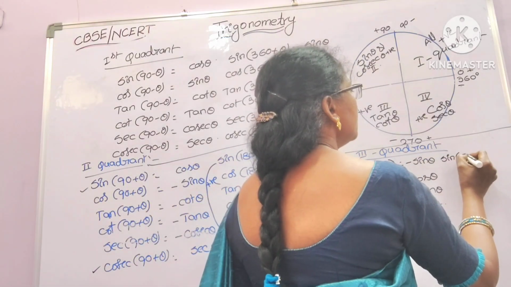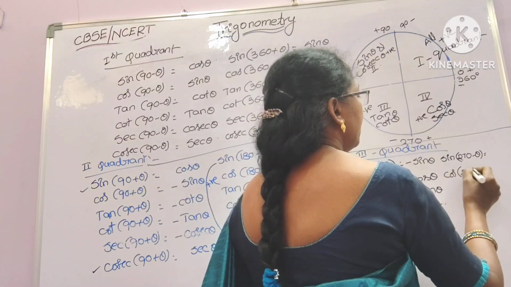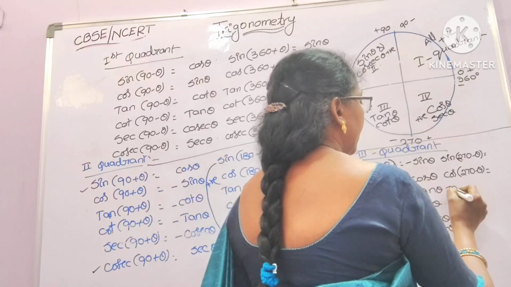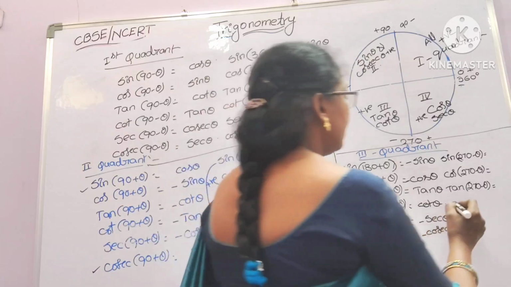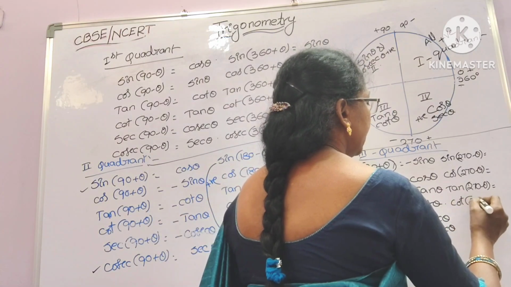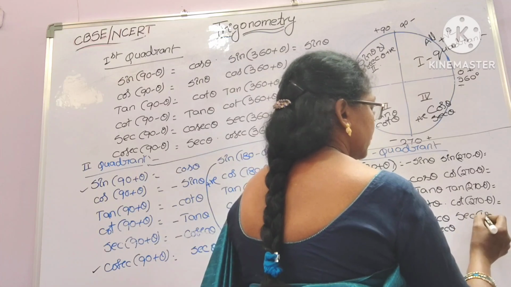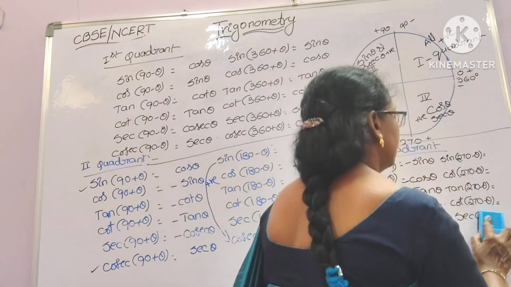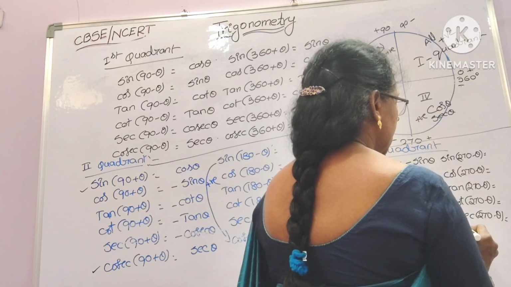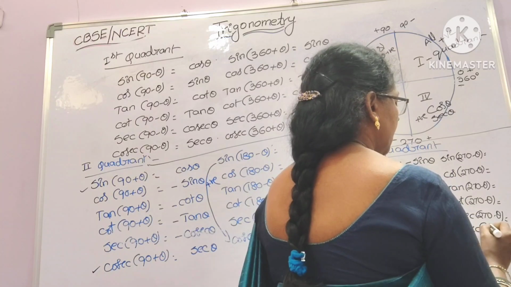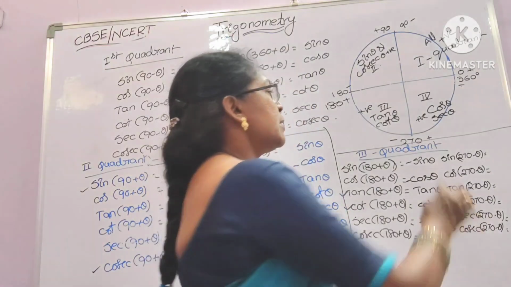So here write sine 270 minus theta. Again cos 270 minus theta. Again tan 270 minus theta. Again cot 270 minus theta. Secant 270 minus theta. Cosecant 270 minus theta. First you write the conversions. Here sin 270 minus theta. Up to this was 180 plus theta.